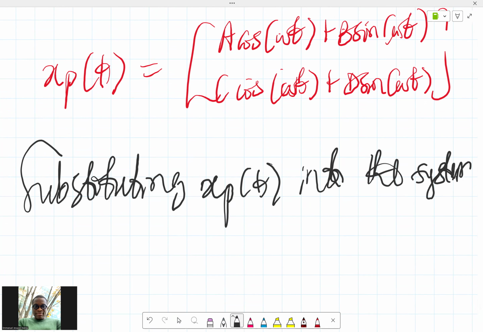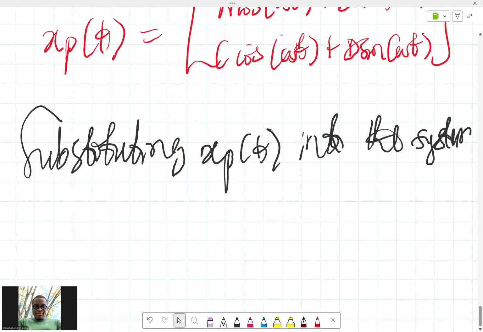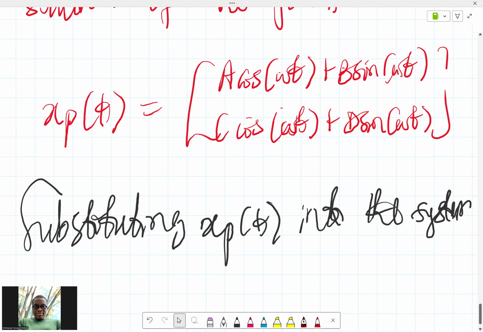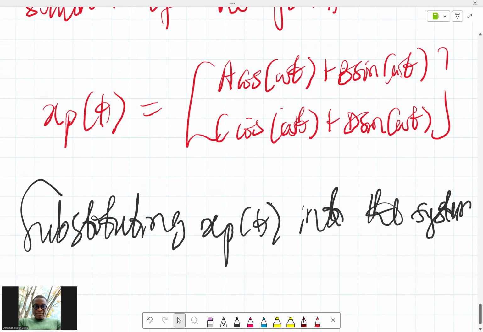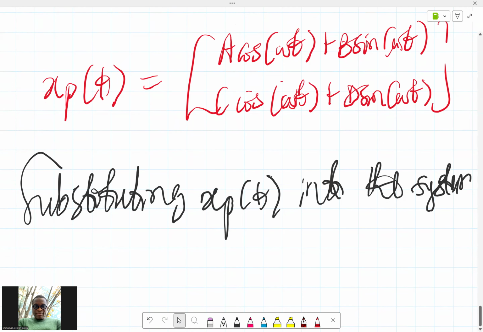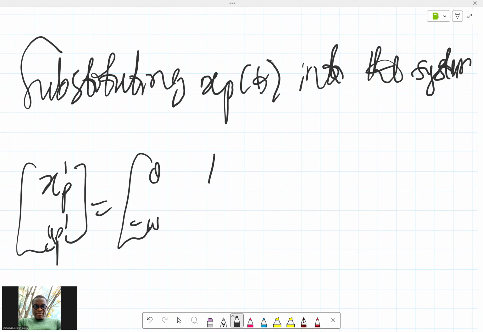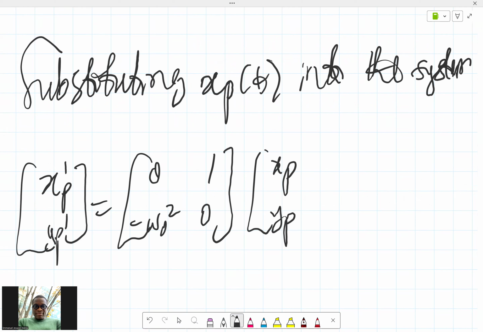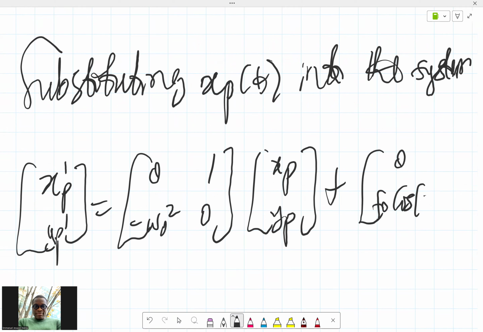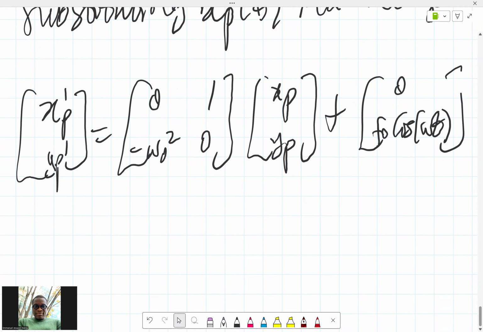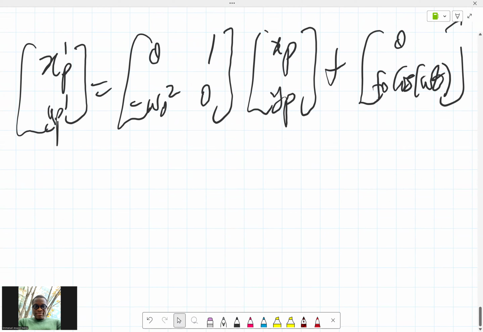Okay, if we substitute into the system, it means we are going to have the system itself, which originally is xp prime, yp prime equals the matrix 0, 1; minus omega naught squared, 0, times xp, yp, plus 0, f naught cos omega t. So we need to compute the derivatives.